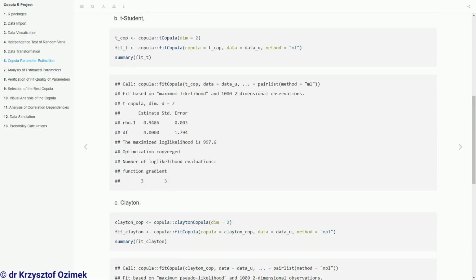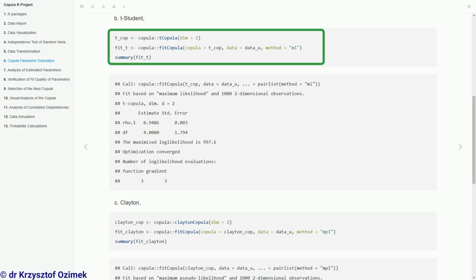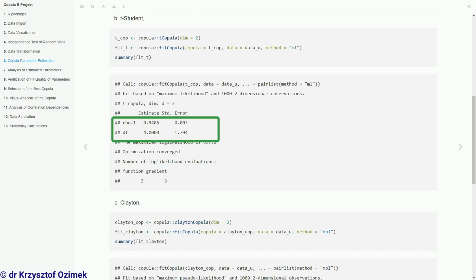Next, we estimate the t-student copula, which differs from the Gaussian copula in that it includes an additional parameter specifying the degrees of freedom. To estimate this copula, we use the t-copula function from the copula package along with fit copula. As a result, we obtain 2 parameters, one corresponding to the correlation coefficient rho, and another, df, specifying the degrees of freedom, which influence the intensity of the symmetric dependence in the tails of the distribution.